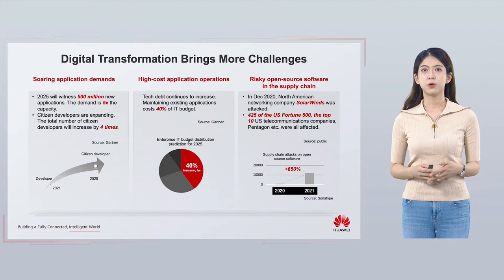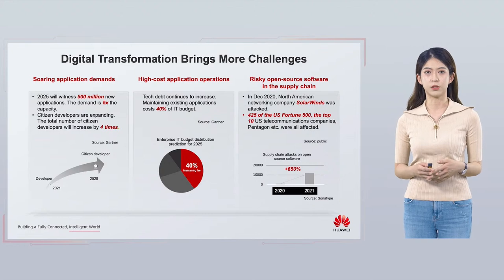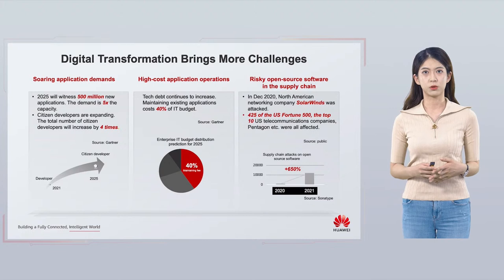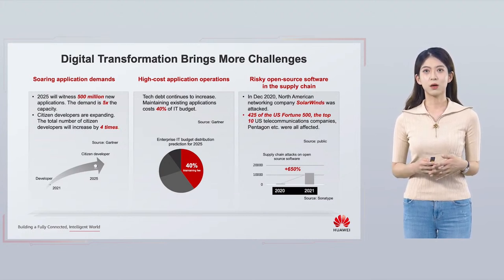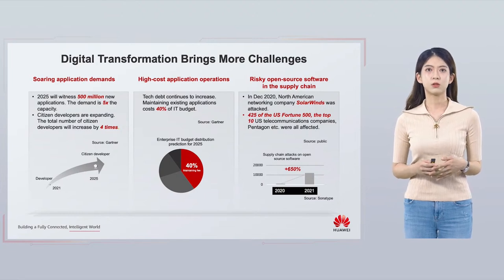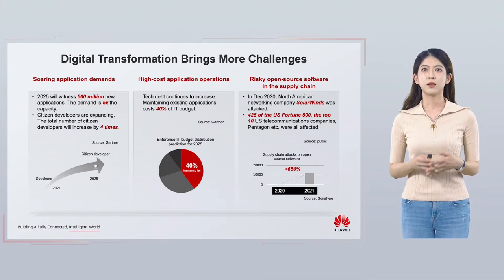Even worse than that, by 2025, the technical debt will continue to increase, and just maintaining the existing applications will cost more than 40% of the enterprise IT budget. On the other hand, the supply chain attack on open source software soared 650% in 2021. It has not only become a major concern for the tech companies, 425 out of the top 500 US companies, the top 10 telecom companies, the Pentagon, etc. are all affected. And DevSecOps comes to the rescue.